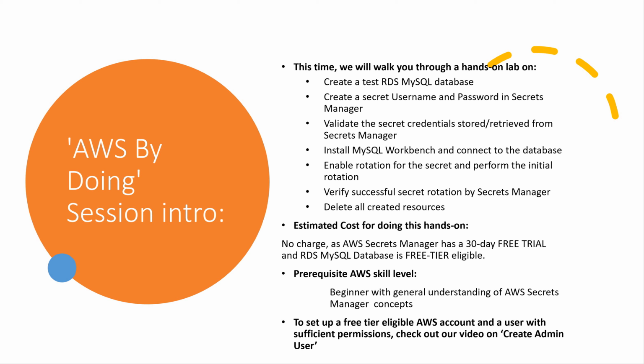This time, we will walk you through a hands-on lab on create a test RDS MySQL database, create a secret username and password in Secrets Manager, validate the secret credentials retrieved from Secrets Manager, install MySQL Workbench and connect to the database, enable rotation for the secret and perform the initial rotation, verify successful secret rotation by Secrets Manager, and delete all created resources.